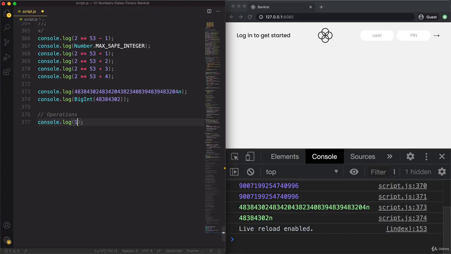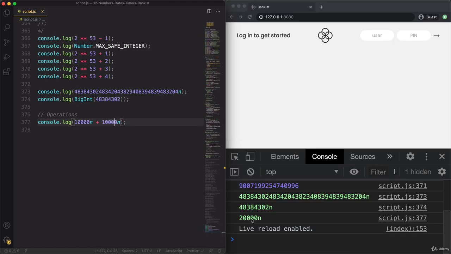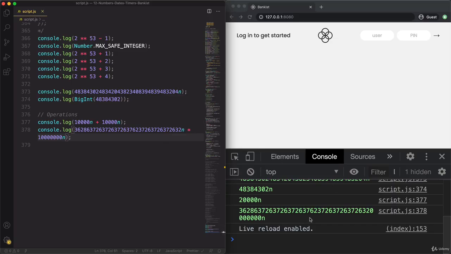So let's say we have 10,000n plus 10,000n again. And so in this case, of course, we wouldn't even need a BigInt here, but this is just to demonstrate that the operators work just the same with BigInt. So we get indeed 20,000. And the same is true with other operations. So for example, a multiplication, let's try a really huge number times 10n, or this other huge number, and so it then gives us this result.